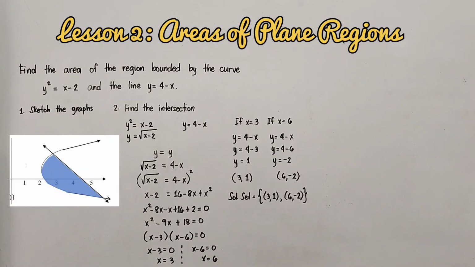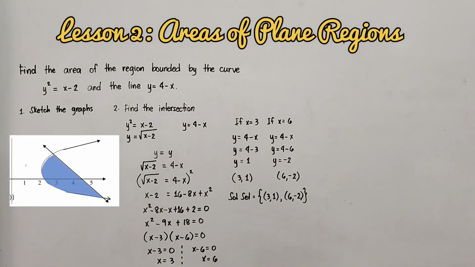Observe that the first function is y squared equals x minus 2, and we can rewrite this in the form y equals the square root of x minus 2. The second function is y equals 4 minus x. So we can now equate y equals y. The first y is the square root of x minus 2 and the second y is 4 minus x. To eliminate the square root sign, we will square both sides. So we have x minus 2 equals the square of 4 minus x, which is 16 minus 8x plus x squared.